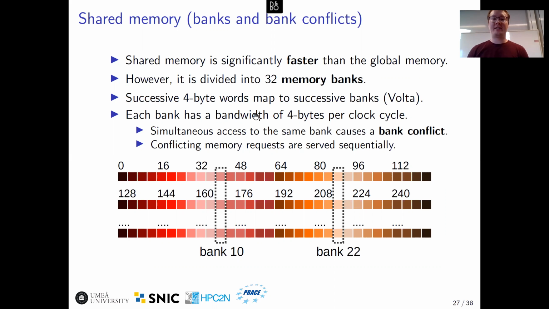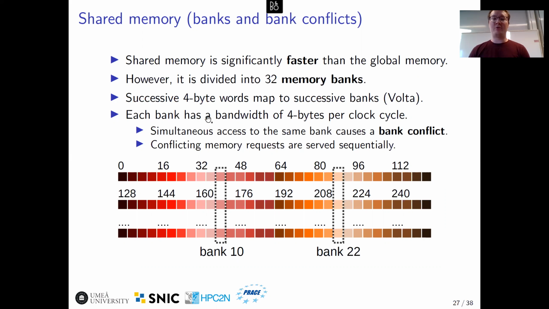The downside is that the memory is actually divided into 32 memory banks, and successive 4-byte words will map to successive banks on a Volta architecture. So in this illustration, you can see, again, we have memory addresses here, and every 4 bytes belong to the same bank. So these memory locations here belong to bank number 0, and these memory locations here would belong to bank number 2.